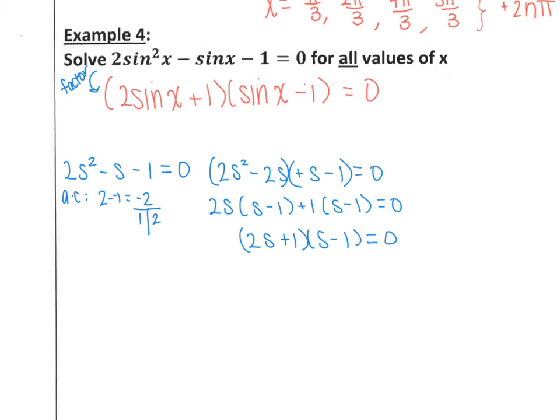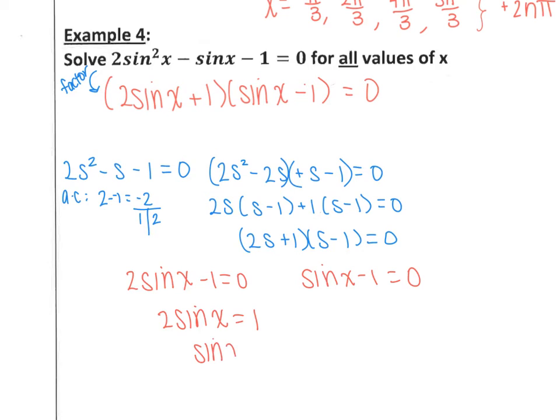Okay, so once that's factored, I'm just going to continue below. Once it's factored, you could set both factors equal to 0. So you have 2 sine of x plus 1 and sine of x minus 1, and solve them both. So you have 2 sine of x equal to negative 1. This looks like our first example we did together. Sine of x equals negative 1/2.